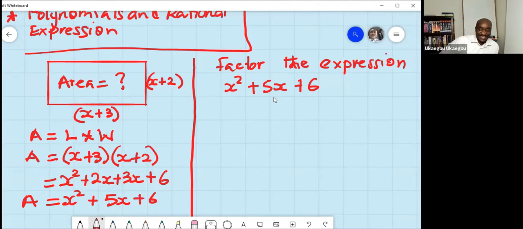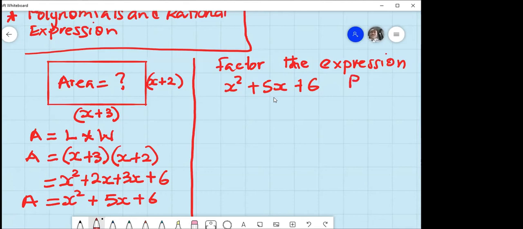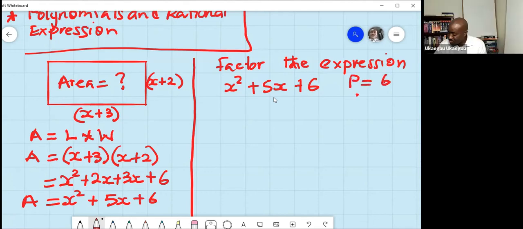Okay, that's a good idea. But here's another way to put it. That's a very good idea. So find 2 numbers such that when you multiply them, it gives you 6, and when you add them, it gives you 5. So you can just write product equal to 6 and sum equal to 5.